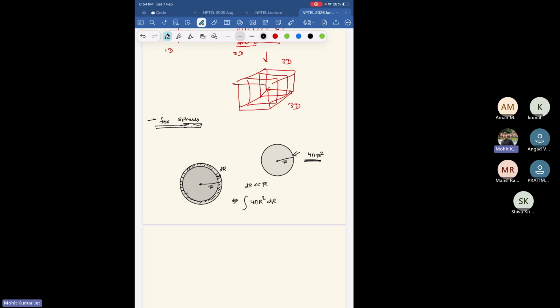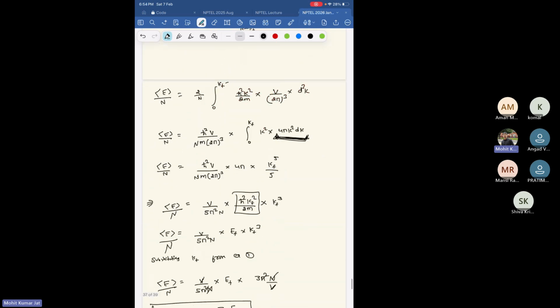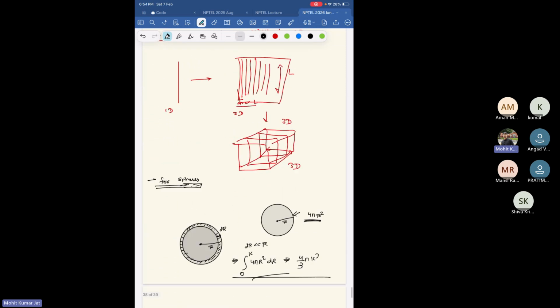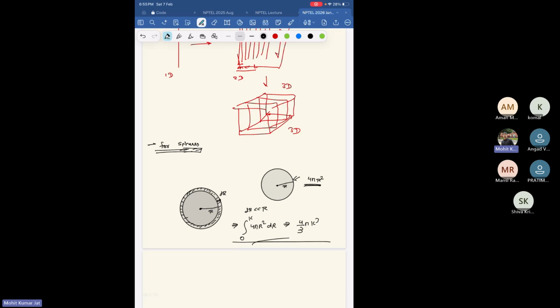Now, if you want to estimate the volume of a sphere of radius, let's say capital K, you integrate from 0 to K, and if you integrate r square with respect to dr, you get r cube by 3. If you substitute these values, you get 4 by 3 pi k cube, and that's what we used here, this relation 4 pi k square dk. That's the reason behind using these infinitesimally small components, and then scaling your problem from 2D to 3D.